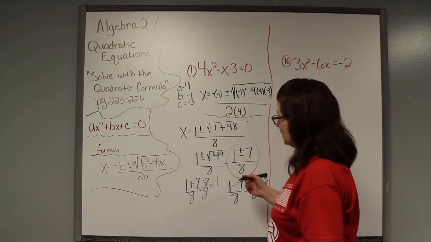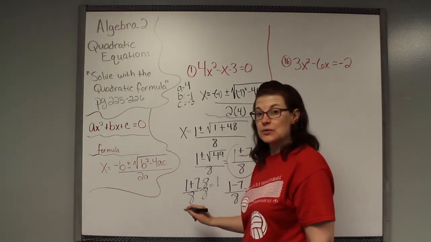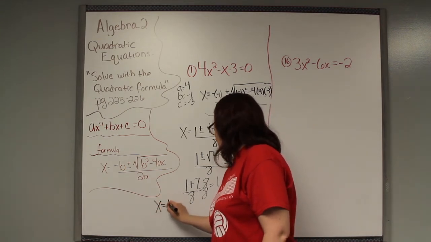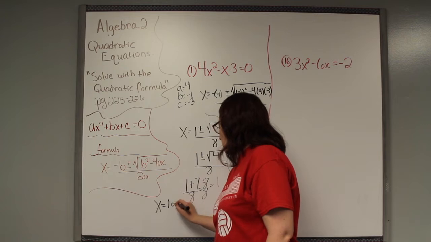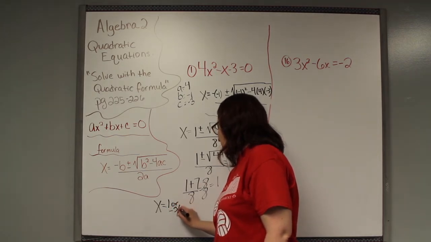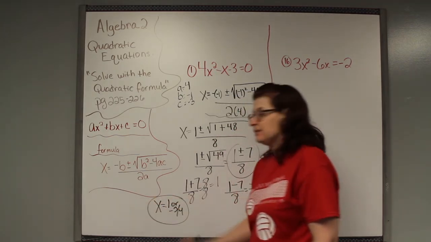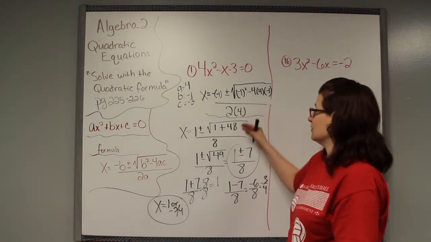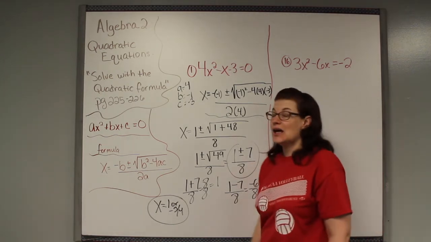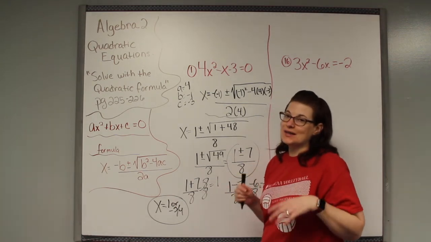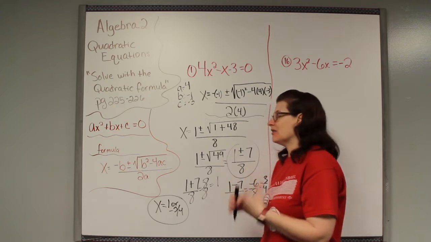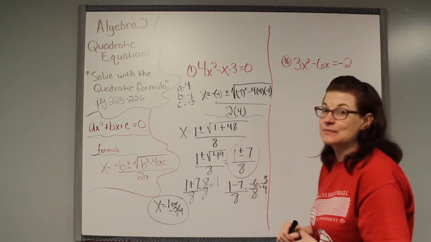So x will equal 1 or negative 3/4. Okay, so that's one problem. Yes, it is long, but I also showed you every single step, and the work in it is not that hard. Just go step by step. Plug it in, solve it. So let's look at 16.